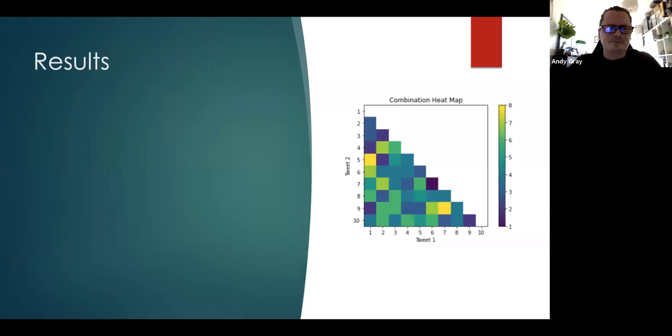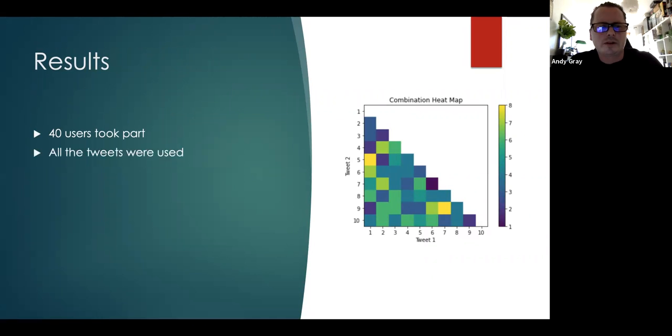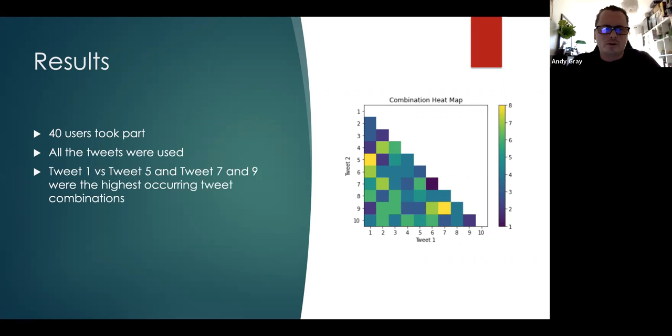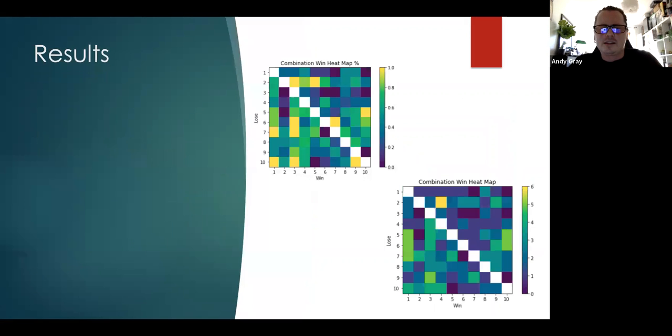So the results. Overall, 40 users took part in the experiment, and all the tweets were used within it, so every possible tweet combination got seen by at least one person. We found that tweet 1 versus tweet 5, tweet 7 and tweet 9 were the highest occurring tweet combinations, and tweets 6 and 7 appeared the least.